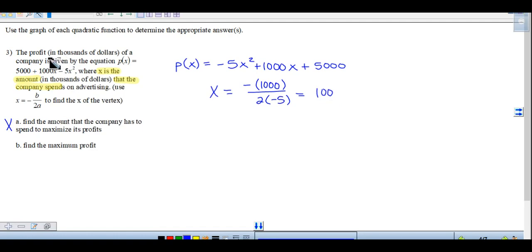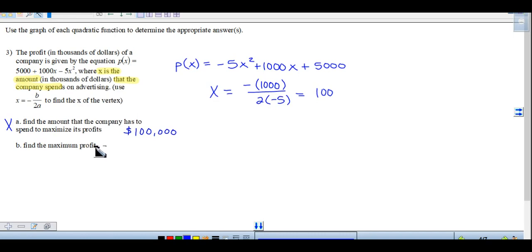Now you have to be careful. Before you write down a 100 as your answer, it does say that this amount spent is in thousands of dollars. So you do need to multiply by 1,000 so you can see how much they have to spend to maximize their profits.